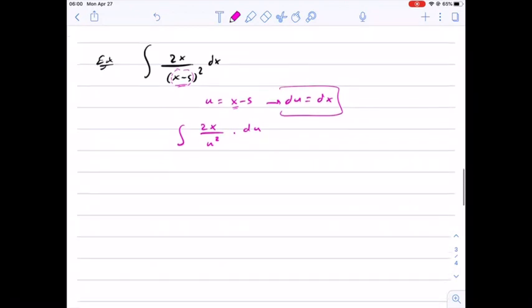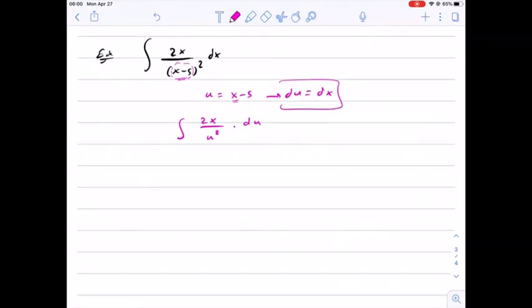But here we have a problem. We need to eliminate all x's, but how can we eliminate this x? We don't have another x to eliminate it. Now if we have this situation, we need to go back to our substitution and rewrite the substitution in terms of u. So we use this substitution to find x, or to write x in terms of u.